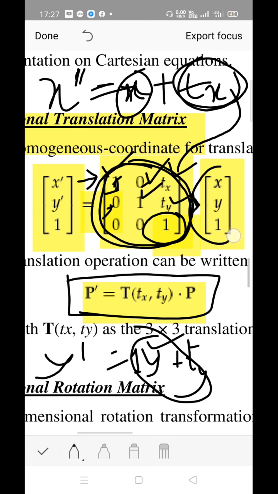Then we have one more thing, the other parameter, that is p. So p dash equals t into p, isn't it? We have discussed how to write the contents of t. Now let us see how to write the contents of p. Writing the contents of p is very easy. The x parameter, the y parameter, as well as the constant value: x, y, as well as 1.